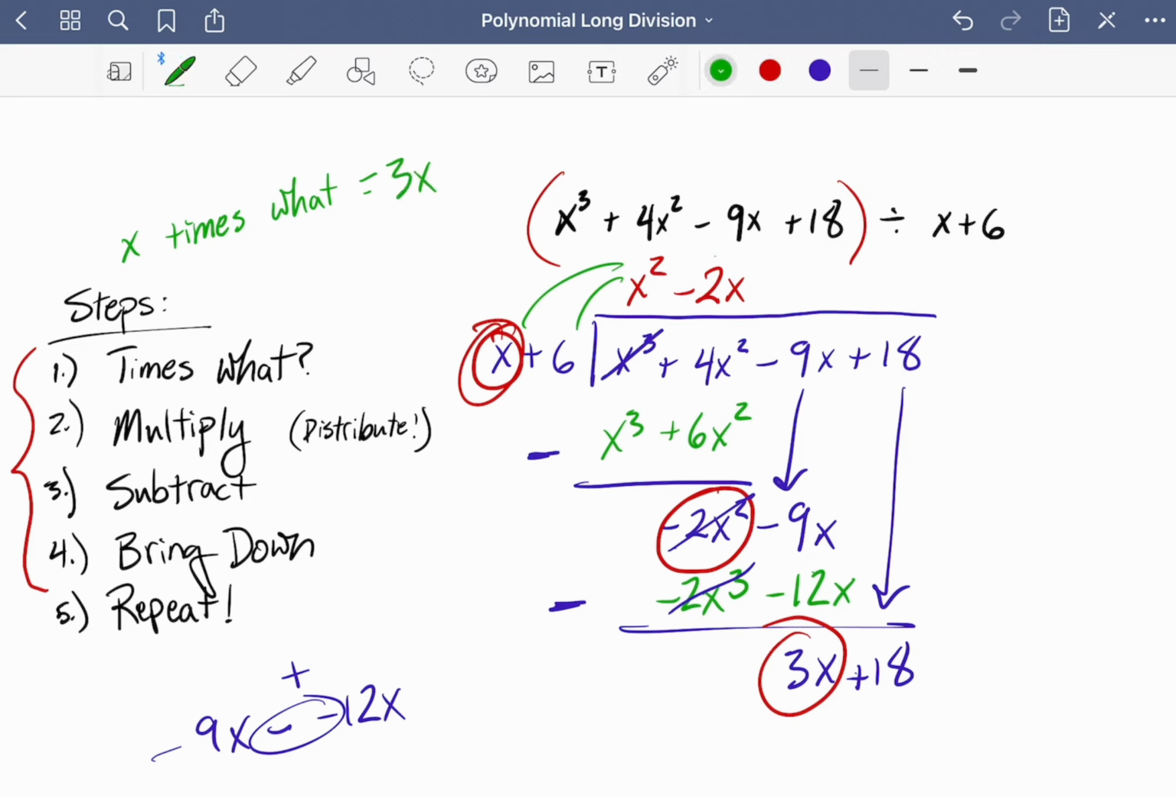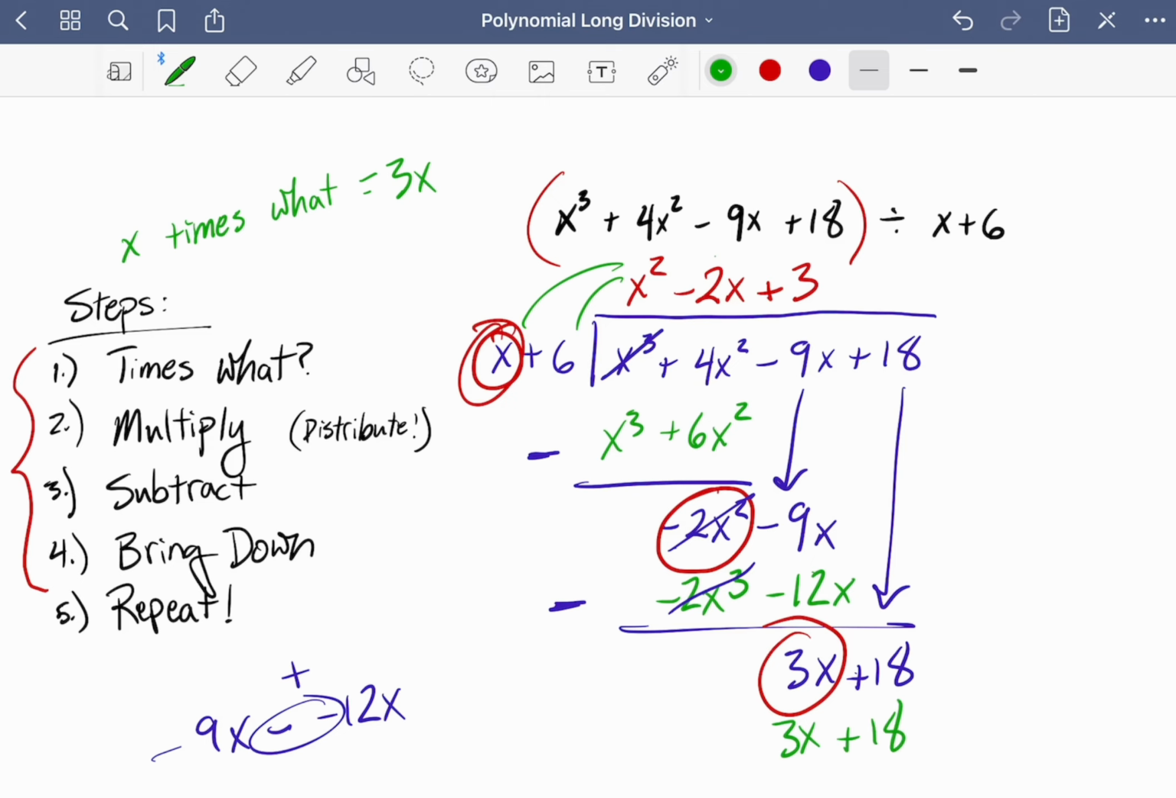Well, x times 3 equals 3x. So we'll put a 3 there, and because it's a positive, we're going to put a plus in front of the 3. Next, we multiply, so we're multiplying that 3 times the x, and of course, we're distributing 3 times the 6 as well. So 3 times x is 3x, and 3 times the 6 is 18.